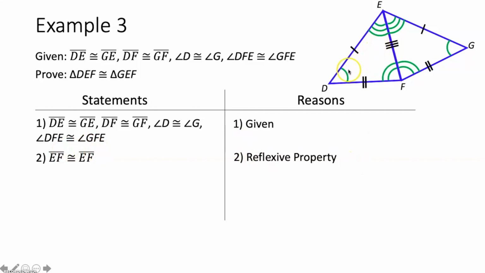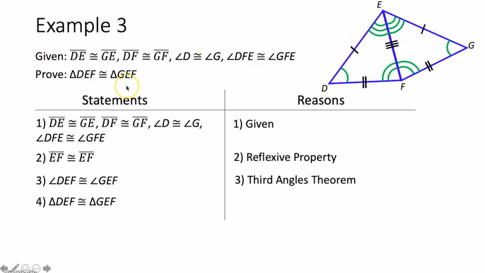Next, we said that since two angles in one triangle are congruent to two angles in another triangle, these two angles, the third angles, angle DEF and angle GEF, must be congruent by the third angles theorem. Lastly, since we've shown that all the corresponding sides and all the corresponding angles are congruent, we can say that the two triangles must be congruent by the definition of congruent polygons, which we stated earlier. Two polygons are congruent if and only if their corresponding parts are congruent.